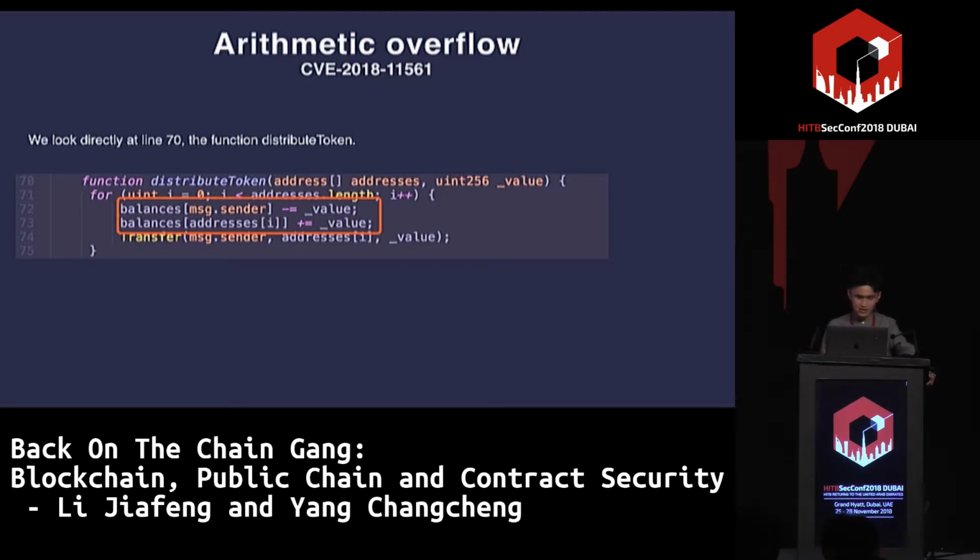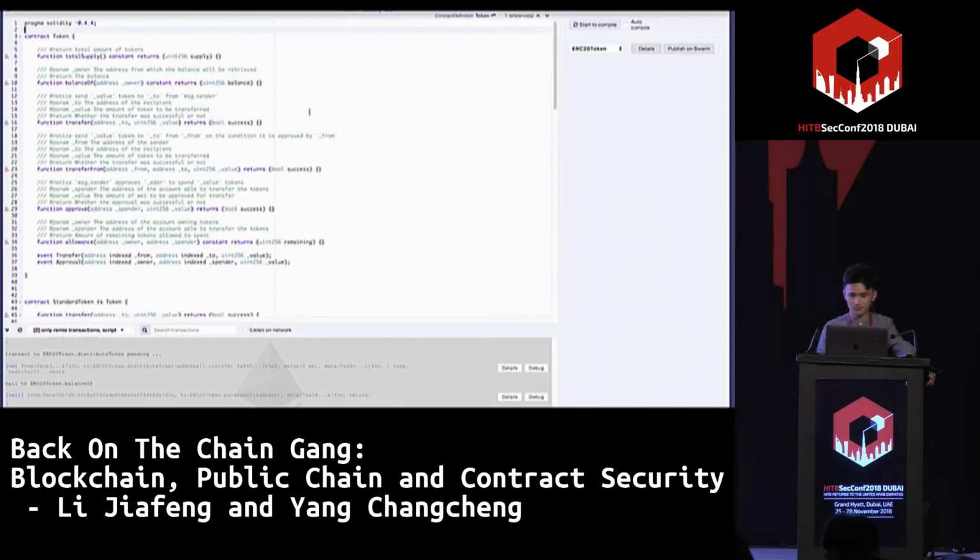So now let's take a demo. The function receives an array of addresses and a number. This is our address array, and another is a number parameter. And then it directly distributes the token to the addresses in the array. But there is no limit check in the calculation, so the result can overflow. So very easy. We can use it. So this is the demo.